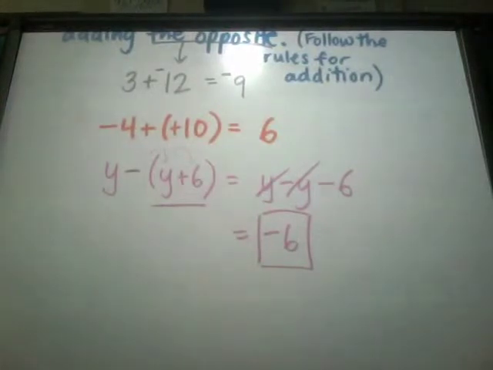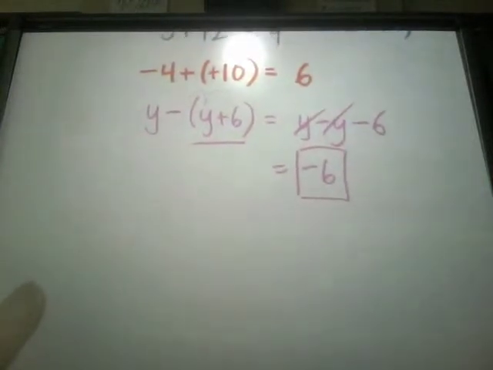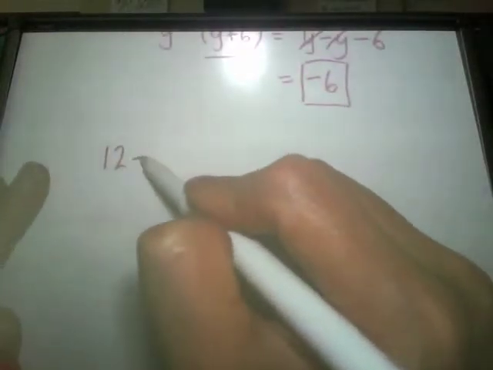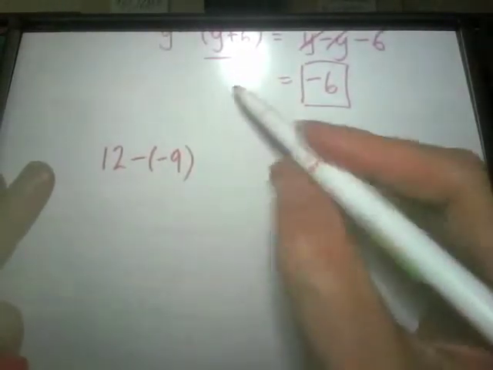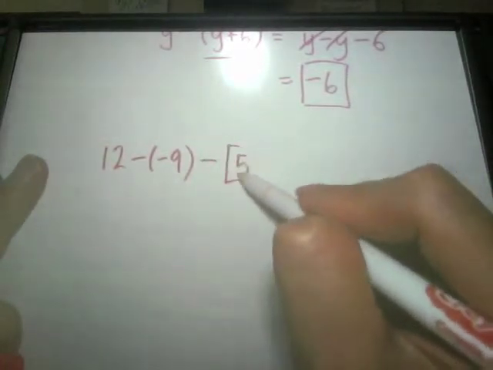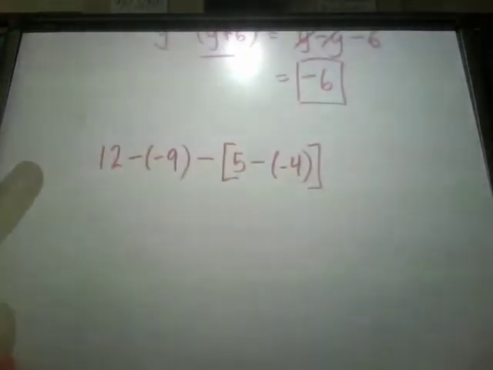And finally, last thing is just let's make it a little bit longer. What you're going to see here is you're going to start to see just a longer string of numbers. So let's go, last example, 12 minus -9 minus brackets 5 minus -4 brackets. So we'll just follow PEMDAS.